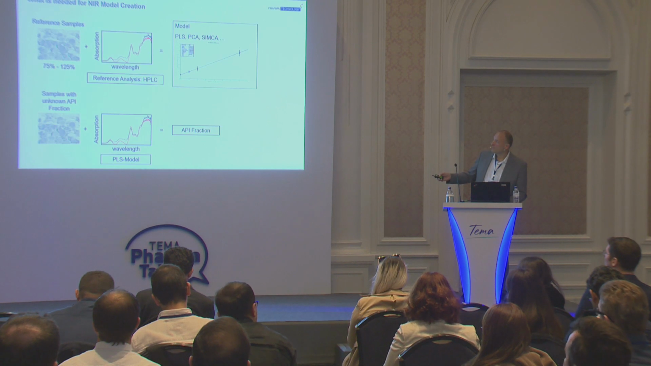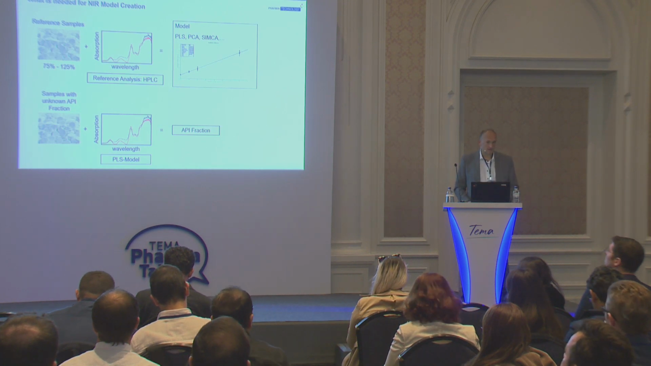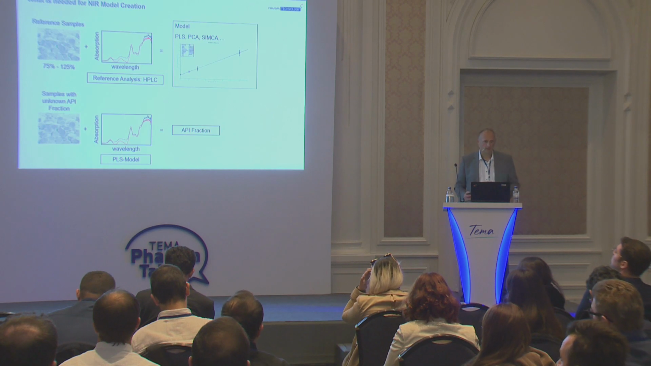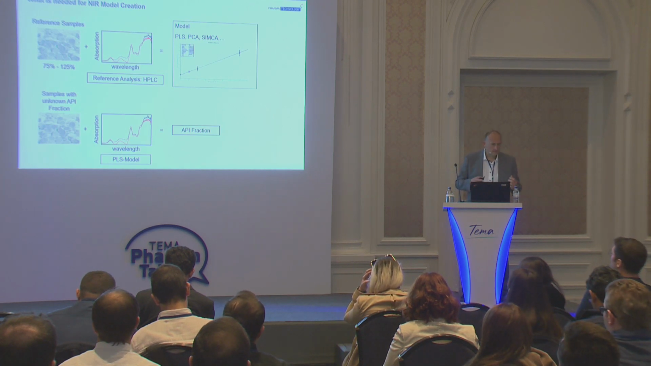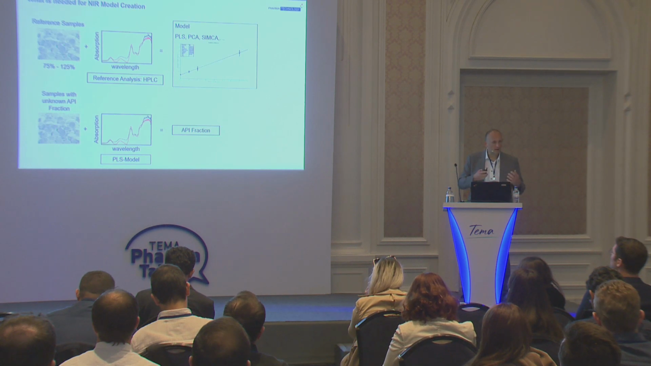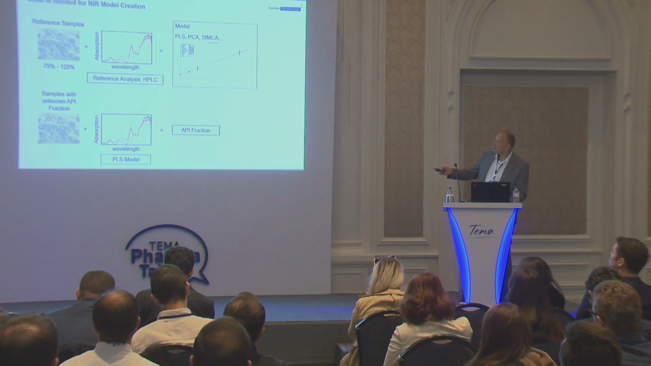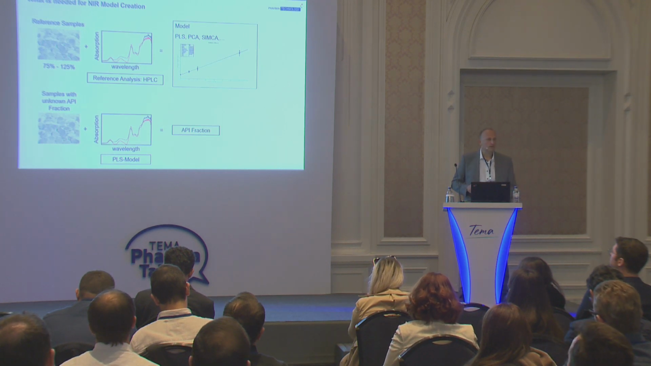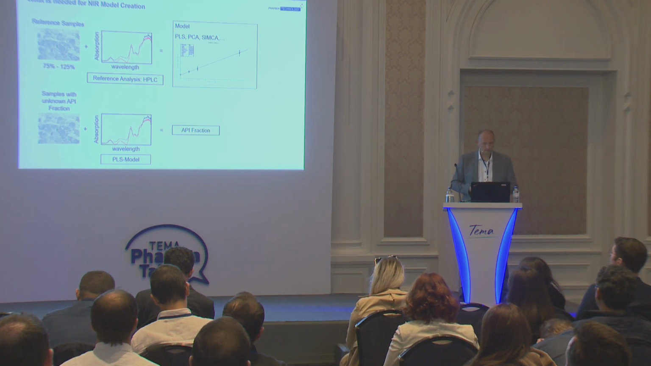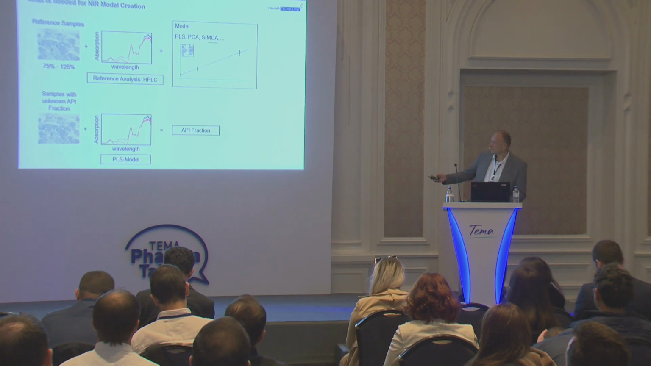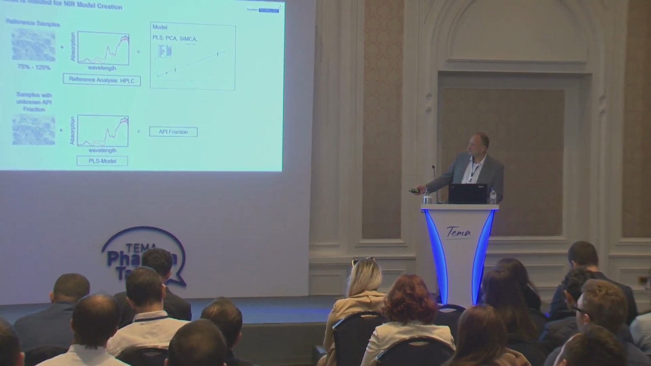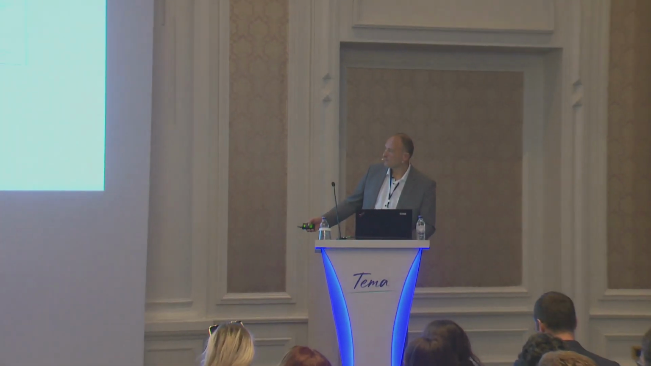Then we give these samples to the reference analysis, to the HPLC. Once we have to do this job, at the early beginning we can also take the label claim. But better, of course, is the real values from the HPLC. And then we calculate our model. Usually we are working here with partial least squares. This is the most known, and let me say the most used algorithm in chemometrics today. In a second step, we take unknown samples, we measure the spectra, and with the support of the PLS model, we predict the API fraction. So this is the way how it works.